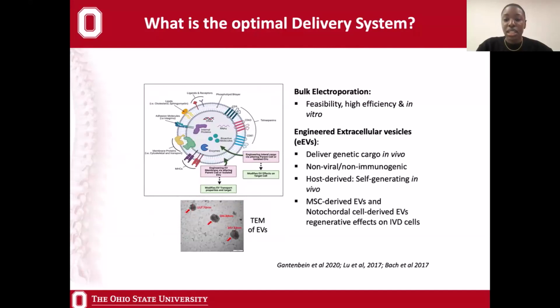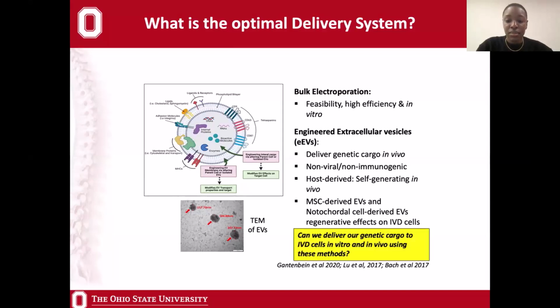EVs are great because they deliver genetic cargo in vivo. They're non-immunogenic because they're host-derived and self-generated in vivo. And it's been shown that mesenchymal stem cells, as well as notochordal cell-derived EVs, have a regenerative effect on IVD cells. So knowing this, we want to know if we could use this delivery system to deliver our transcription factors of choice.